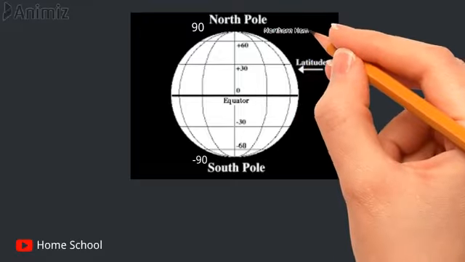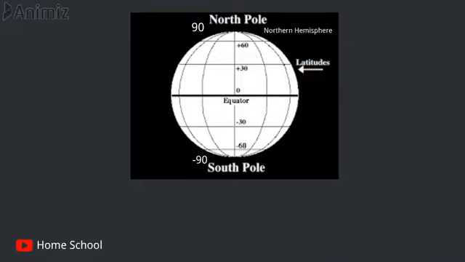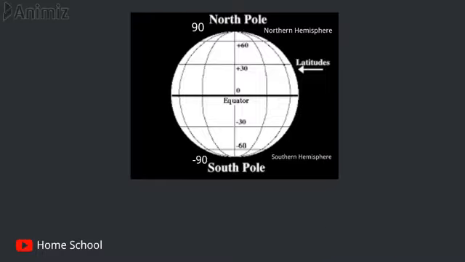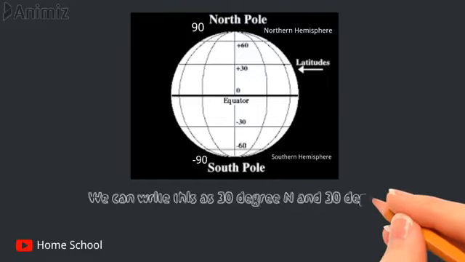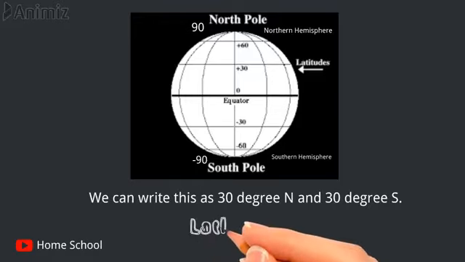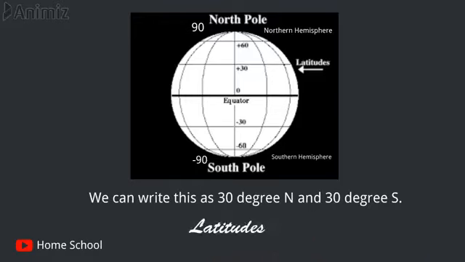Just remember that the numbers in the northern hemisphere are positive, while the numbers in the southern hemisphere are negative. So, if we have 30 degree, that means it is in the northern hemisphere. And if we have minus 30 degree, that means it is in the southern hemisphere. We can also write this as 30 degree north and 30 degree south. So, this was about the latitudes.